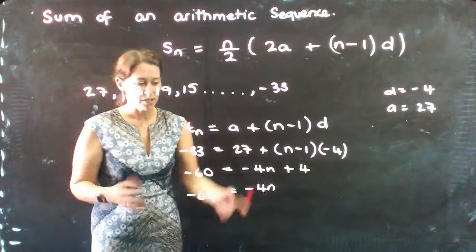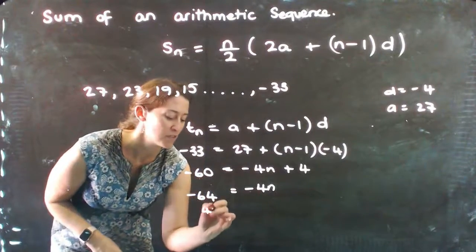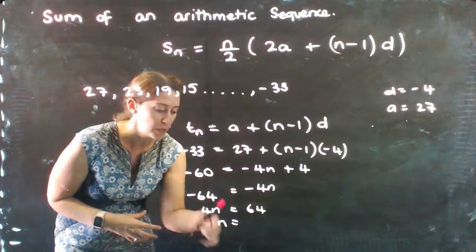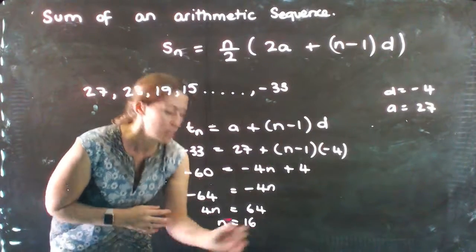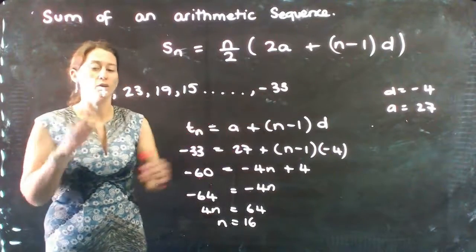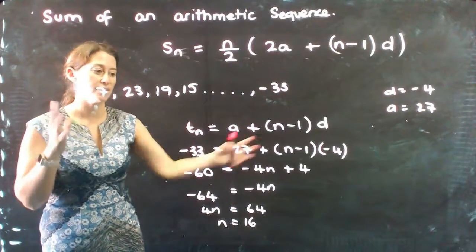Multiply both sides by negative 1 or switch them over. I like to switch them over. So 4n equals 64. Therefore, n equals 64 divided by the 4, which is 16. That tells us that this is the 16th term in the sequence, and that altogether, this is the first term, that's the last term, there are 16 terms.